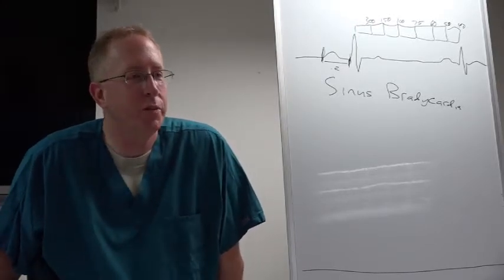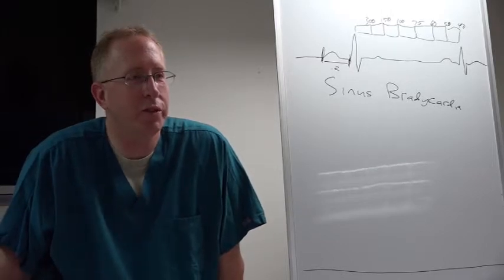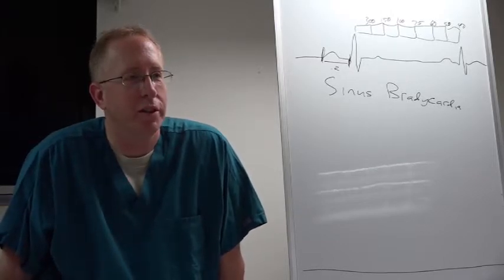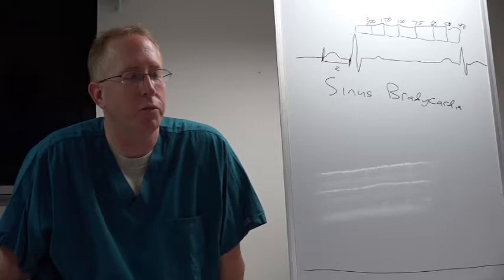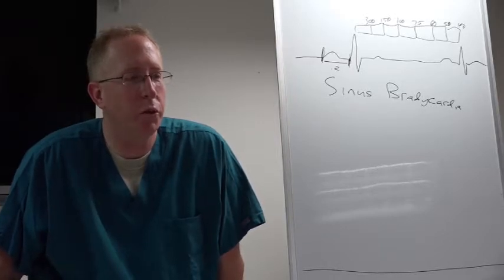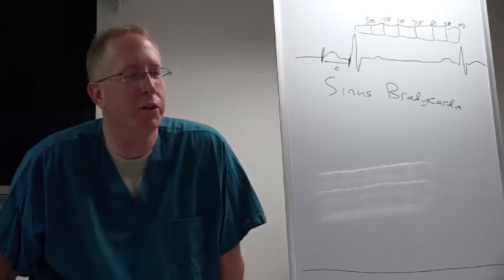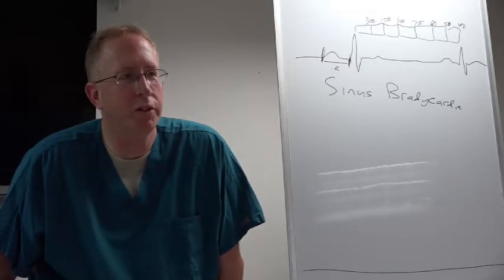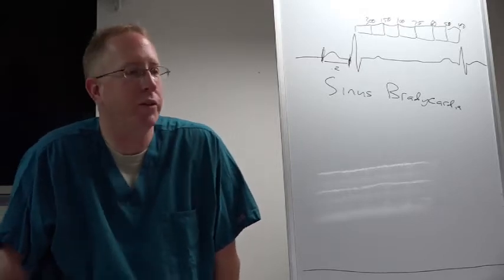Atropine? Atropine, that's right. So what's the dose of atropine that you want to give? 0.5 milligrams bolus. So 0.5 milligrams IV bolus. And then what's the frequency? Every 3 to 5 minutes. 3 to 5 minutes, okay.